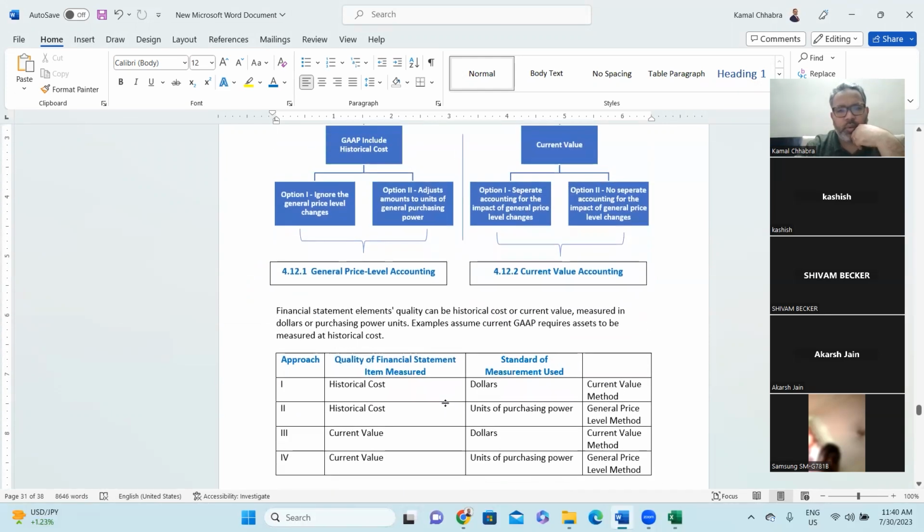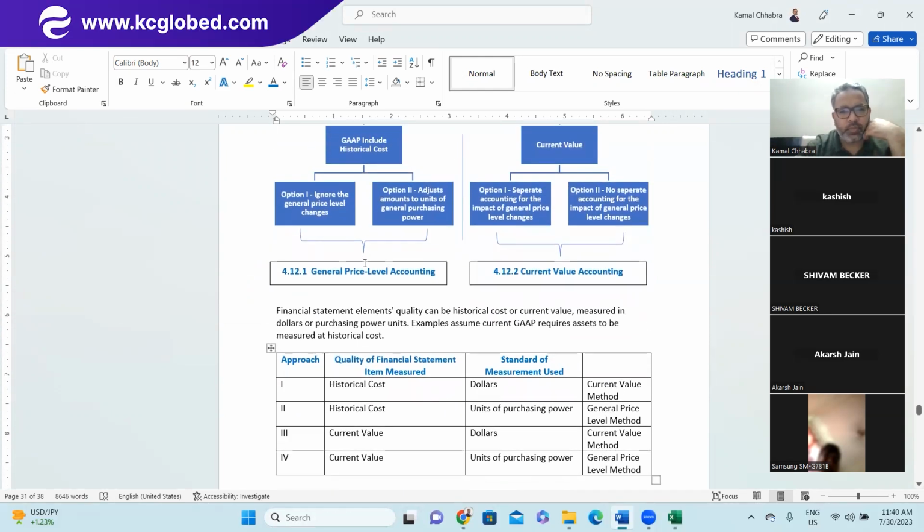So now these two approaches, like historical cost, when you are using dollar value or when you are using purchase price index, right? So again, it will result, yeah, you are right earlier, Kashish. So these two will go into the general price level and these two will result into the current value.